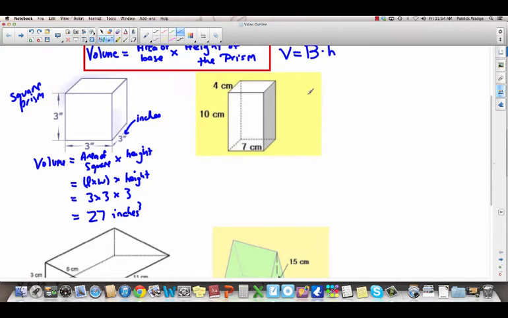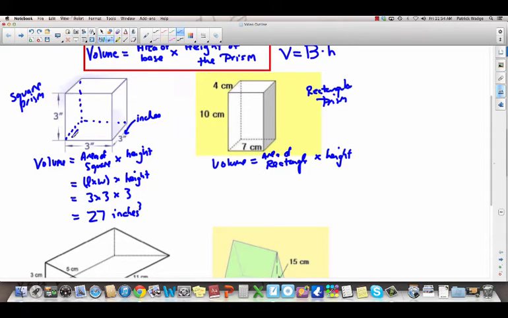Okay, next one. This is a rectangular prism. So the volume is equal to the area of a rectangle times the height. Now, which face here is the base? By the way, let's go back to this one. Which sides were the base here? It doesn't matter which one you call the base. They're all the same. Probably the one you would think of as the base is the bottom one down here, right? Probably you thought of this as being your base, and that's fine. 3 times 3 would be your base.